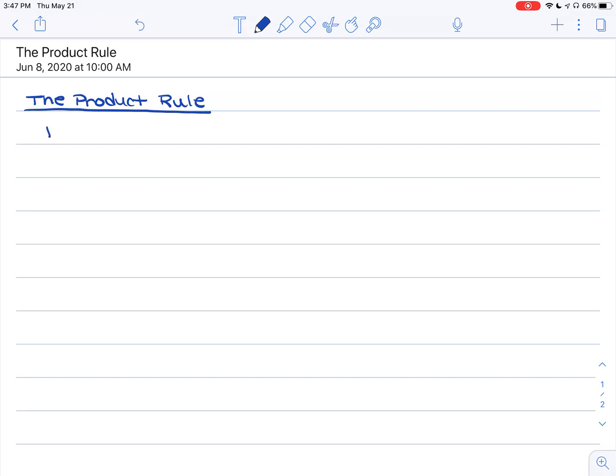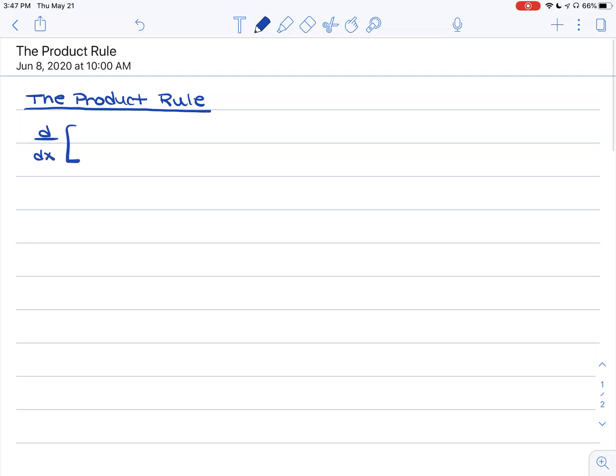All right, so what the product rule tells us is that if we want to take the derivative of the product of two functions, I'll call them f of x times g of x, then the way that we do that is we take f of x times the derivative of g plus g of x times the derivative of f. All right, and this is going to give us the derivative of any product of two functions.